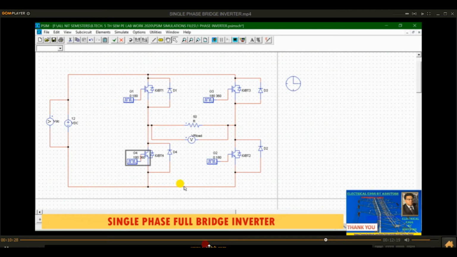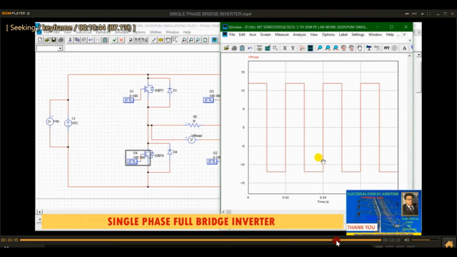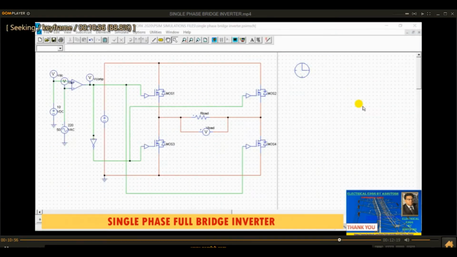This is the output waveform beside this. Another method is that you can construct this circuit by selecting MOSFETs. As you can see on the screen in this diagram, there are 4 MOSFETs: MOSFET 1, MOSFET 2, MOSFET 3 and MOSFET 4.